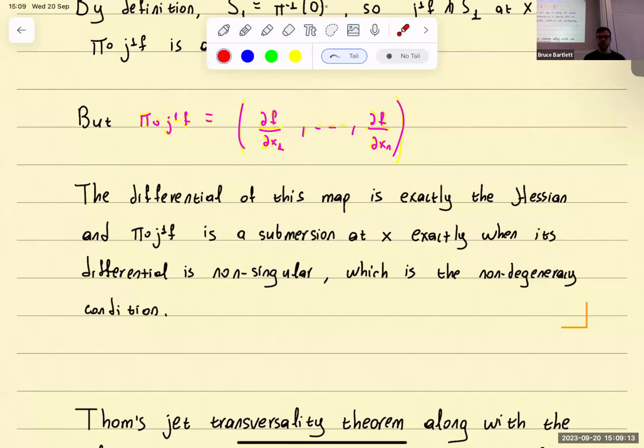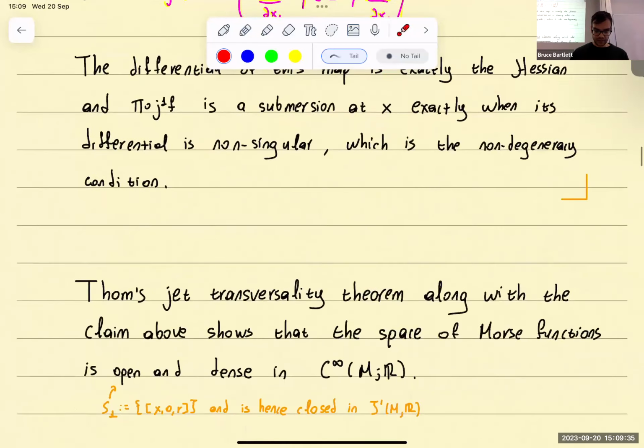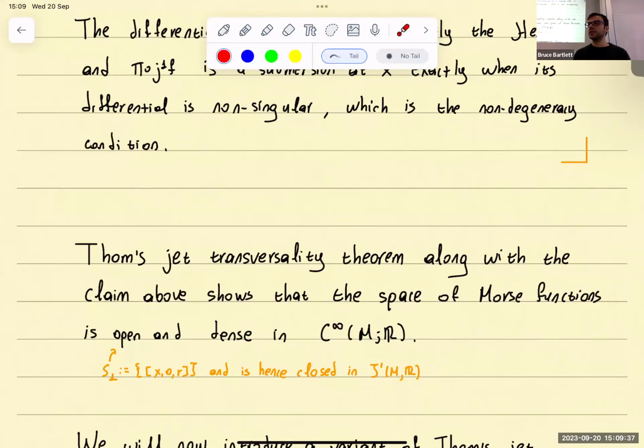We are going to see later another way you can set things up in a coordinate-free fashion. Then we show that the space of Morse functions is open. Yes, that's a first step of many that will be assembled together.